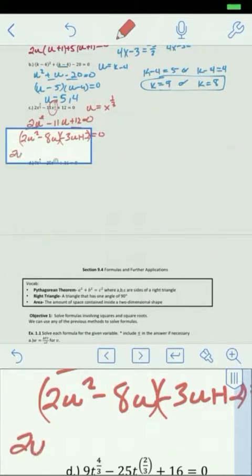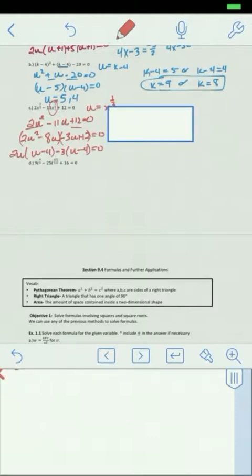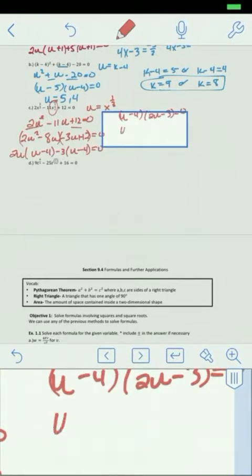Here I can pull out a common 2u. I'm left with u minus 4. Here I can pull out a negative 3. I can pull out a u minus 4 is left over. So I get that u minus 4 times 2u minus 3 is equal to 0. Or in other words, u is equal to 4, or u is equal to 3/2.